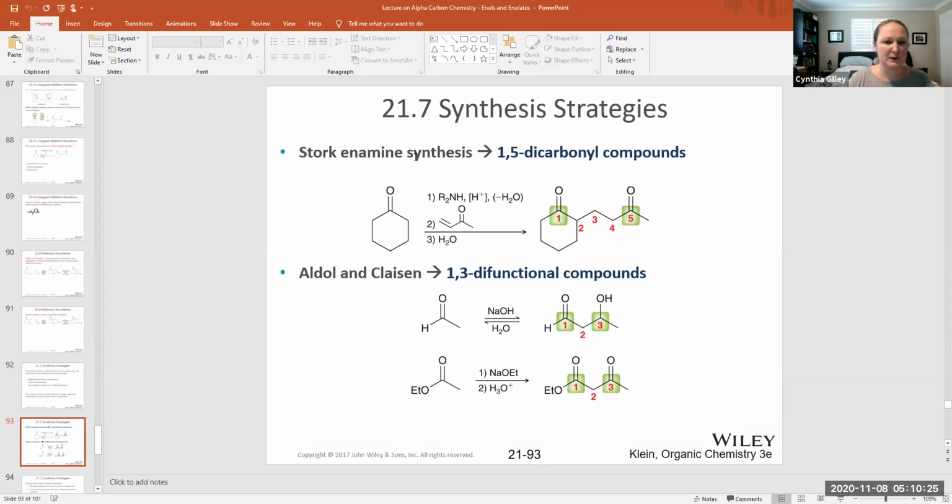So for example, if you're doing the Stork enamine synthesis, we end up with a 1,5-dicarbonyl. If you're doing an aldol reaction, you end up with a 1,3-difunctionalized compound, but more specifically a beta-hydroxy aldehyde or ketone. If you're doing a Claisen reaction, we end up with a beta-ketoester, right? So the relative positioning of the functional groups and exactly what the functional groups are will help us figure out which reactions to use in this chapter.